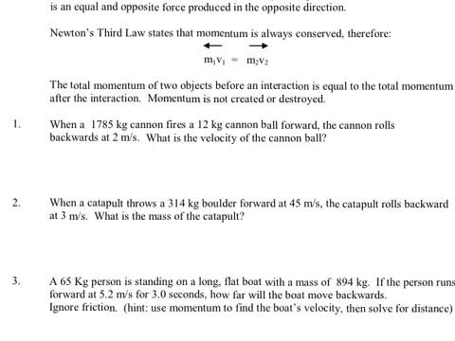Let's see, the cannon has a mass, so we'll make the cannon M1. So the mass is 1785 kilograms. That's the mass of the cannon. I'll put the kg so you remember. Times the velocity of the cannon, which I see here is 2 meters per second. Now that's going to equal the mass times velocity of the cannonball.